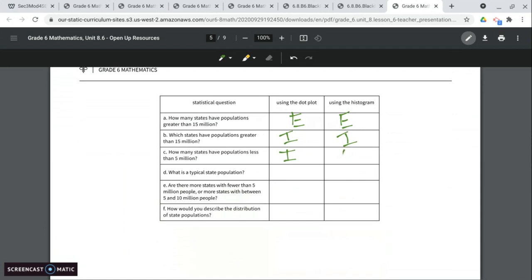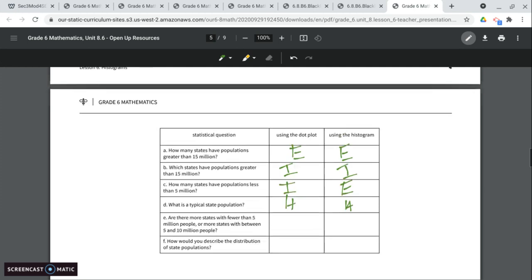Now, in this case, the histogram would be easy because we'd have some value under 5 million, and we'd be able to see exactly how many are in that. For D, what is a typical state population? It'd be kind of hard to find.